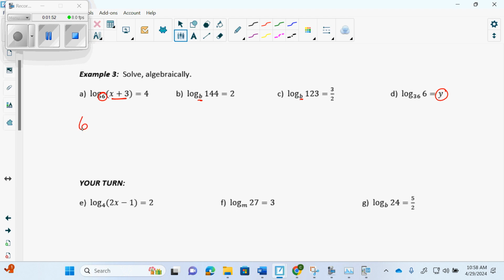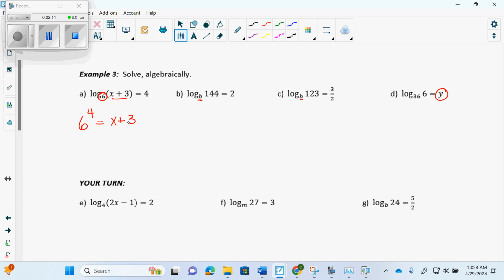Now, it needs an exponent. What's its exponent going to be? 4. Because remember, friends can't be friends anymore, right? So what's together in logs will not be together in exponential. Yes? And then it equals what's left over. What's left over? X plus 3.